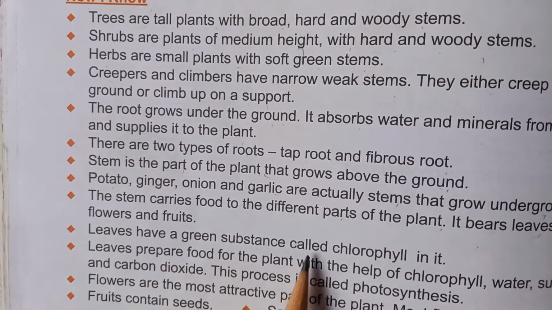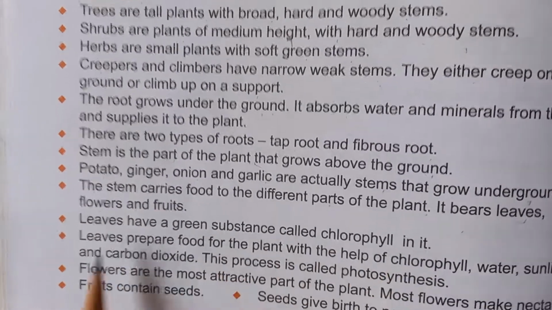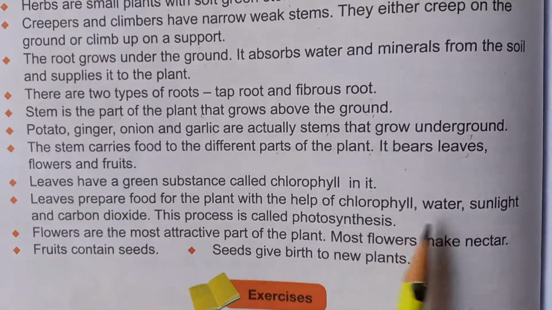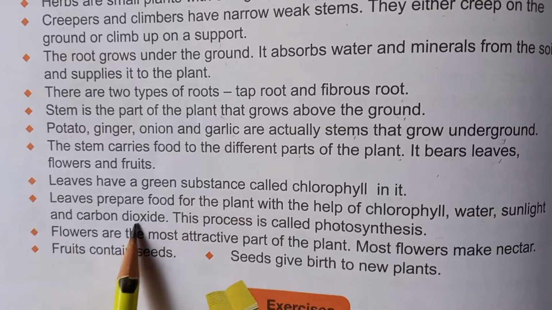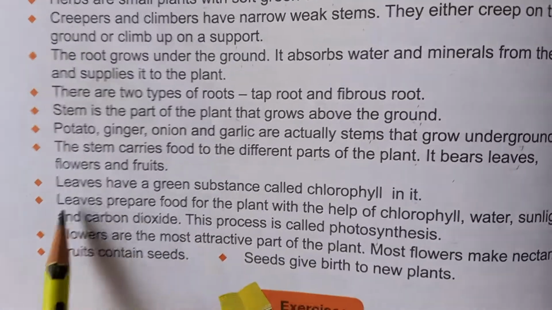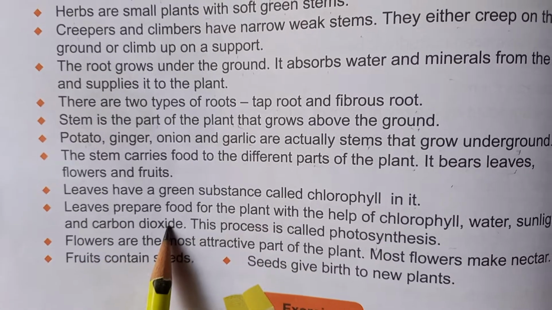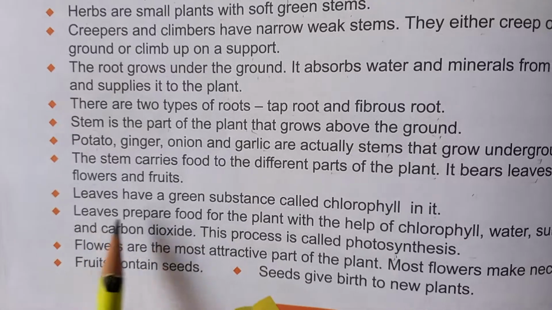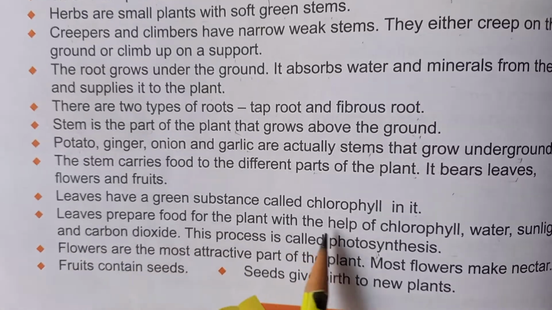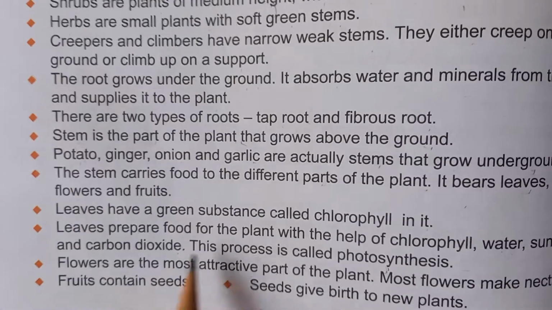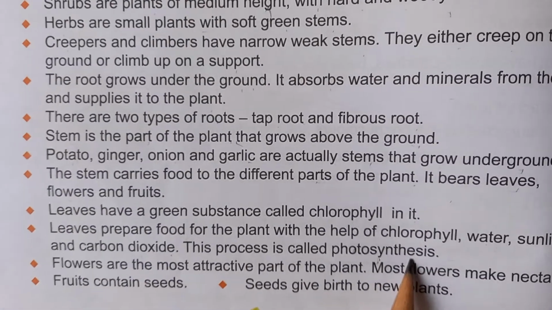Leaves have a green substance called chlorophyll in them. Leaves prepare food for the plant with the help of chlorophyll, water, sunlight and carbon dioxide. This process is called photosynthesis. So this point also you can write in your answer. If the question is what is photosynthesis, here the answer is: leaves prepare food for the plant with the help of chlorophyll, water, sunlight and carbon dioxide. This process is called photosynthesis.